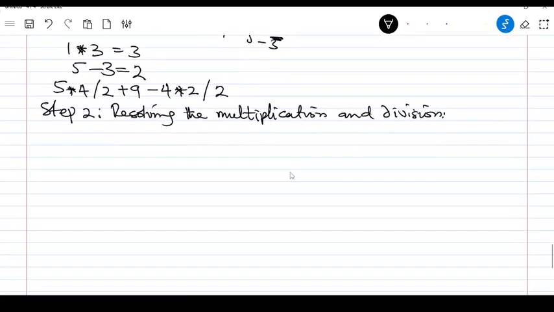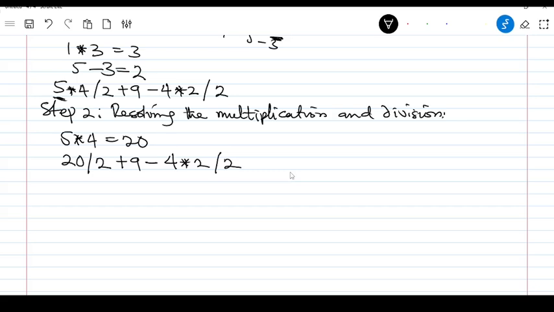Okay, so right now, first of all, what is 5 times 4? 5 times 4 is equal to 20, which is this one, so we're going to replace that by 20. So we're going to have it next as 20 divided by 2 plus 9 minus 4 times 2 divided by 2. Next we also have a division there, so we're going to do the second one. What is 20 divided by 2? That will be equal to 10. So we're going to have 10 plus 9 minus 4 times 2 divided by 2.